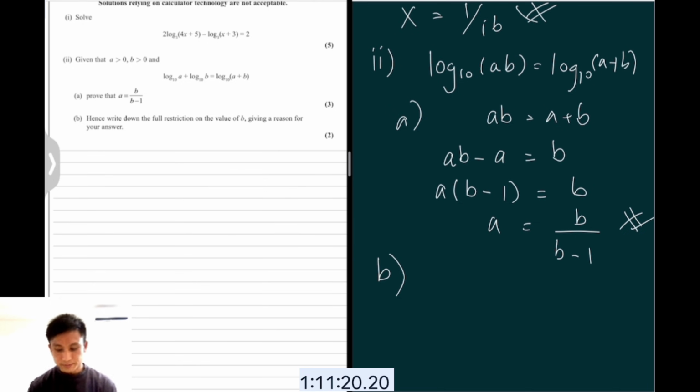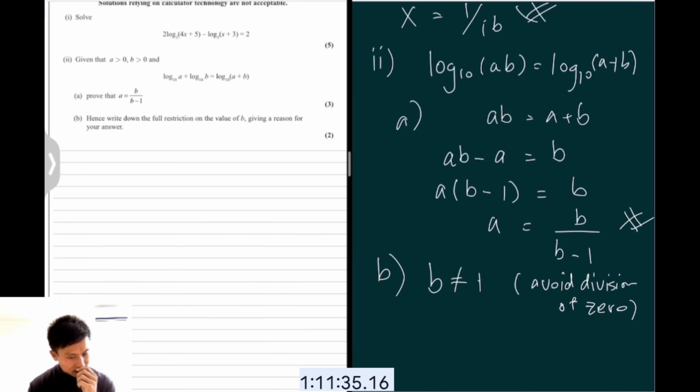B cannot be 1, because this is to avoid division by 0. Right? B cannot be 1. Can B be anything else? Can B be anything smaller than 1? If B becomes anything smaller than 1, let's say 0.5, you see A would be negative. So actually B has to be greater than 1.